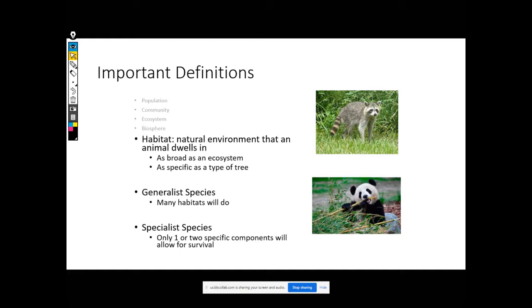On the other hand, we have specialists. The most extreme version of this, specialists are like the fussy ones. The best example I can come up with, the most extreme specialist here, would be the panda. I can live in one location, largely because I eat one thing: bamboo shoots and leaves. Bamboo is fussy about where it grows, so they can only be where their food is.